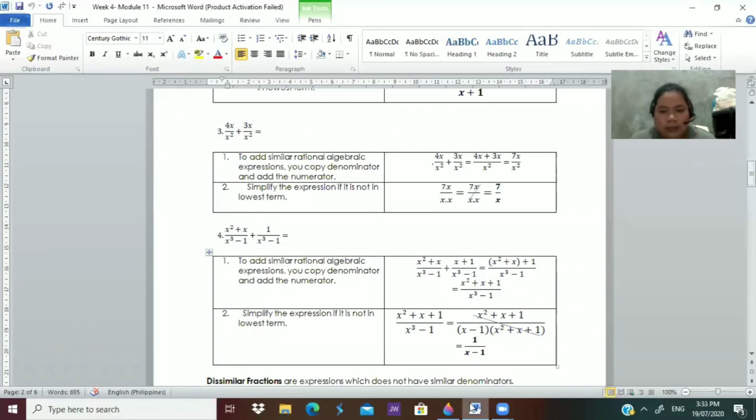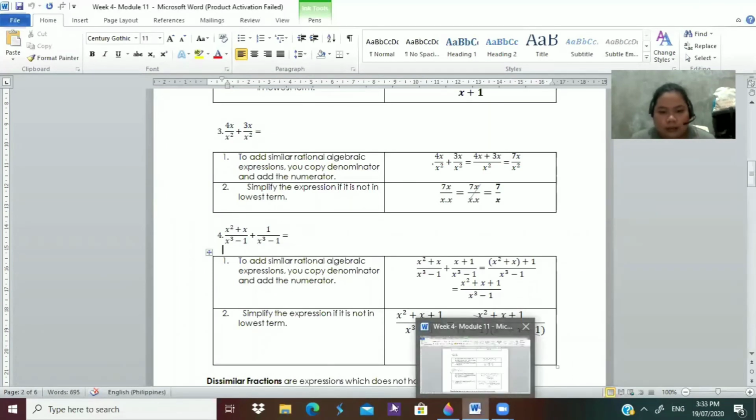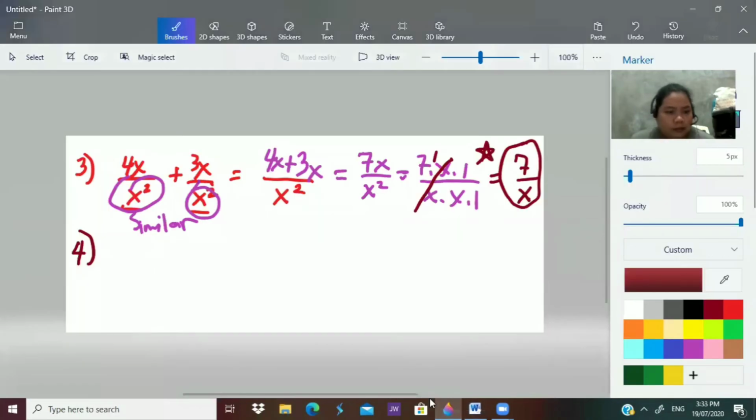X squared plus x minus 1. Okay, so let's have this one. The given is x squared plus x over x cubed minus 1 plus 1 over x cubed minus 1.